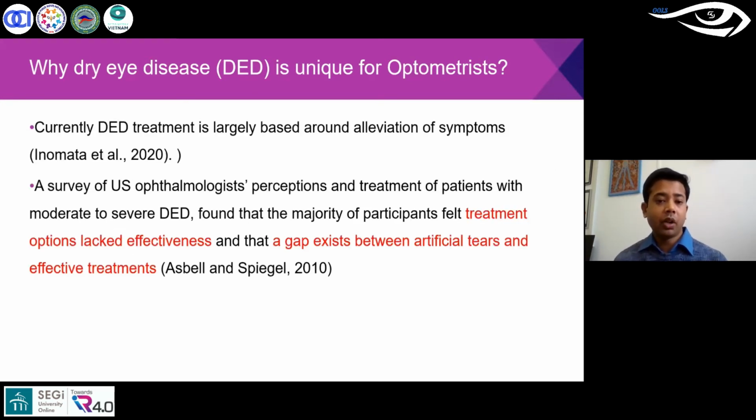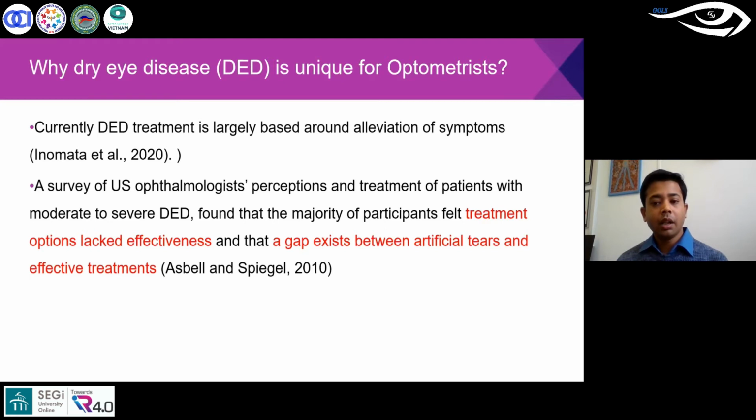So currently, dry eye disease treatment is largely based on alleviation of symptoms. Often it could be a simple form of eye drops, and the eye drops stay for only a few minutes, maximum half an hour, etc. And then when it goes back, the same signs and symptoms will come back. So it's just a kind of masking rather than actually treating the main disease.